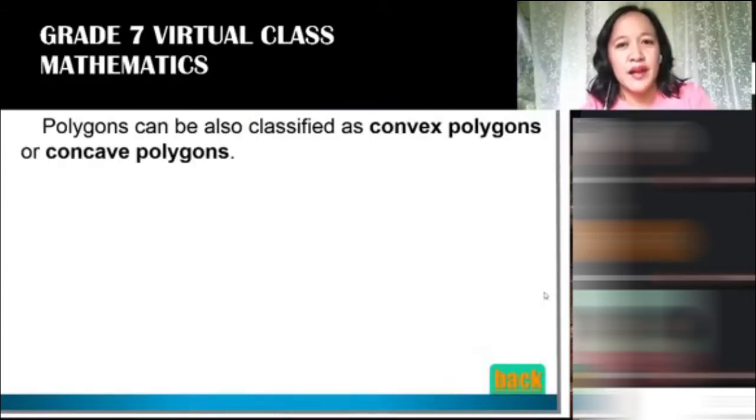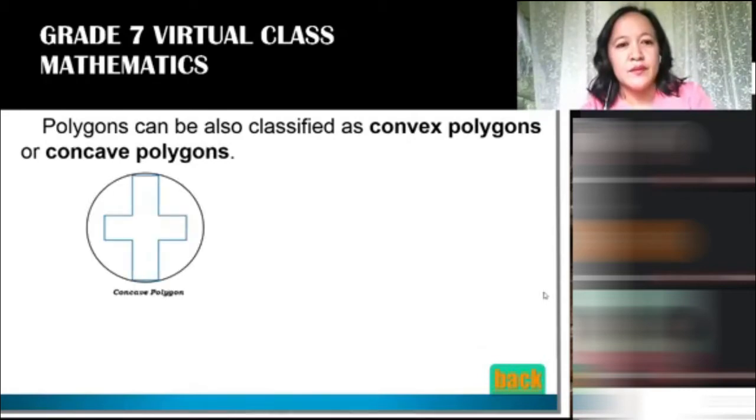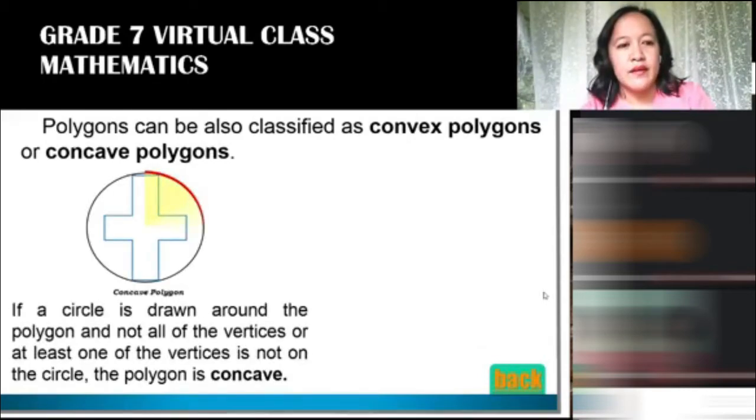When we say concave, if a circle is drawn around the polygon and all the vertices, or at least one of the vertices, is not on the circle, then the polygon is concave, just like our figure here.